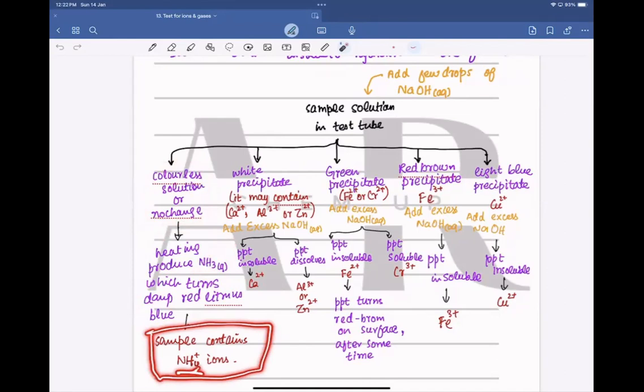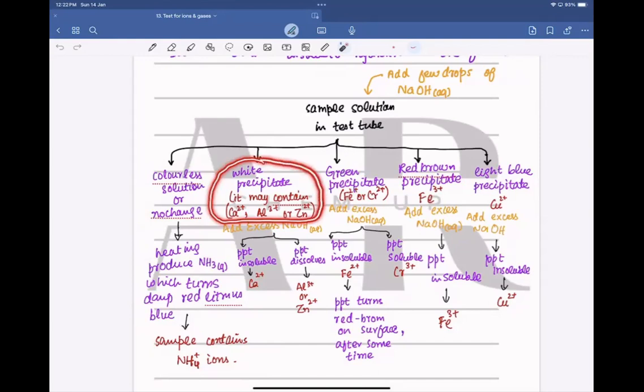Now, in the same way, if we add a few drops of sodium hydroxide in the aqueous solution, and we observe white precipitates forming in it, it means there is the possibility that it may contain calcium ion, aluminium ion or zinc ion. So for that, what will we do next? We will add excess sodium hydroxide in it.